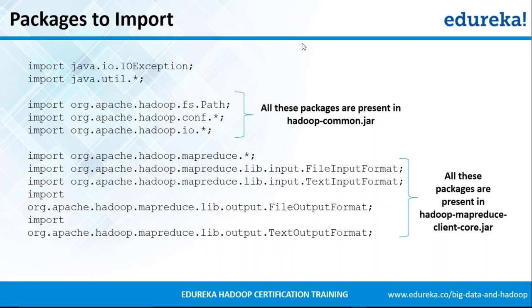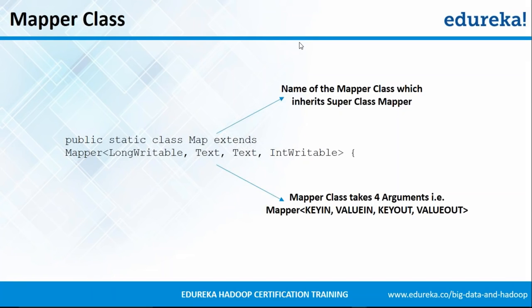You can certainly go on and explore the jar file, and using that you'll be able to get to know what the other packages that are available are. Now in this class, we need to create a map class. In order to create the map class, we need to extend the super class, that is the mapper class defined in our Hadoop package.